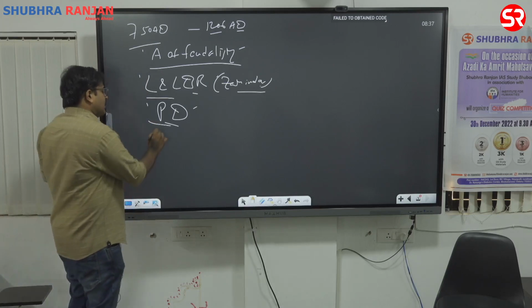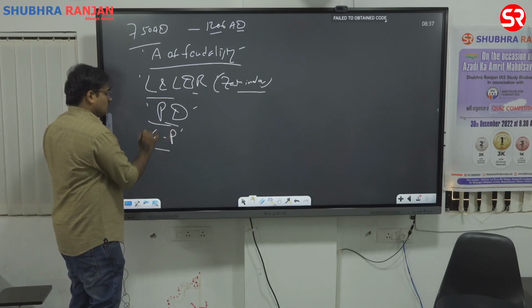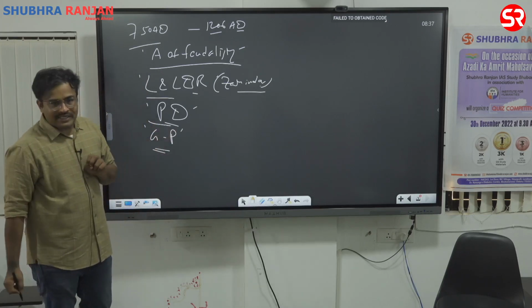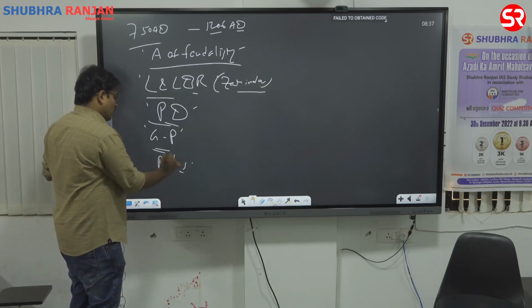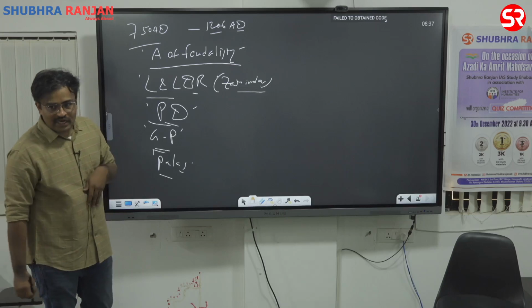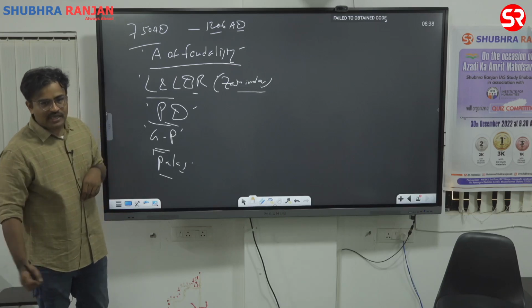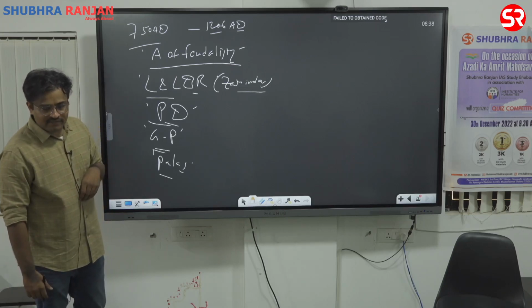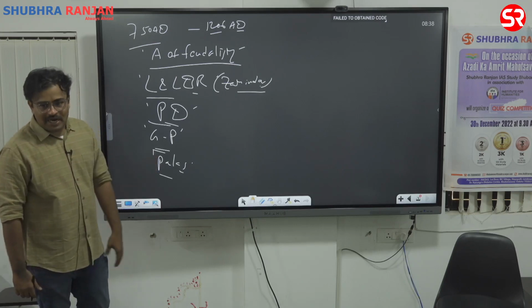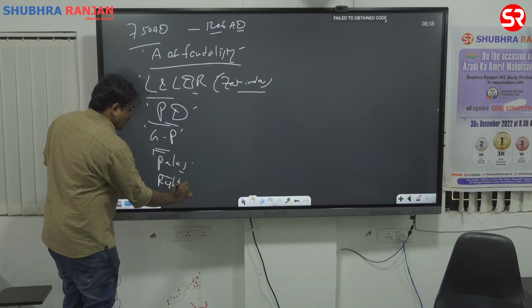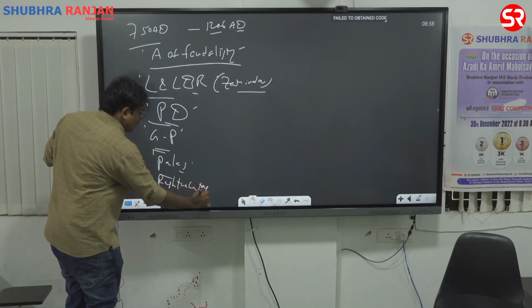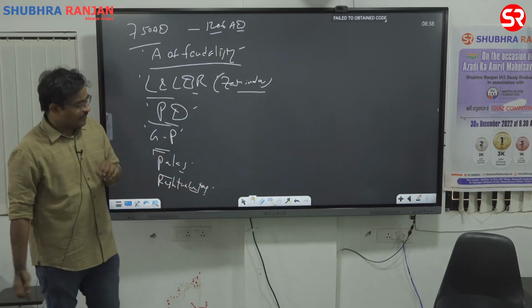The first one is the Gurjara Pratiharas. The second one is the Palas of the Bengal region, and the third one is the Rashtrakutas. I'll tell the exact times of these dynasties along with their capitals too, because it is important for us.